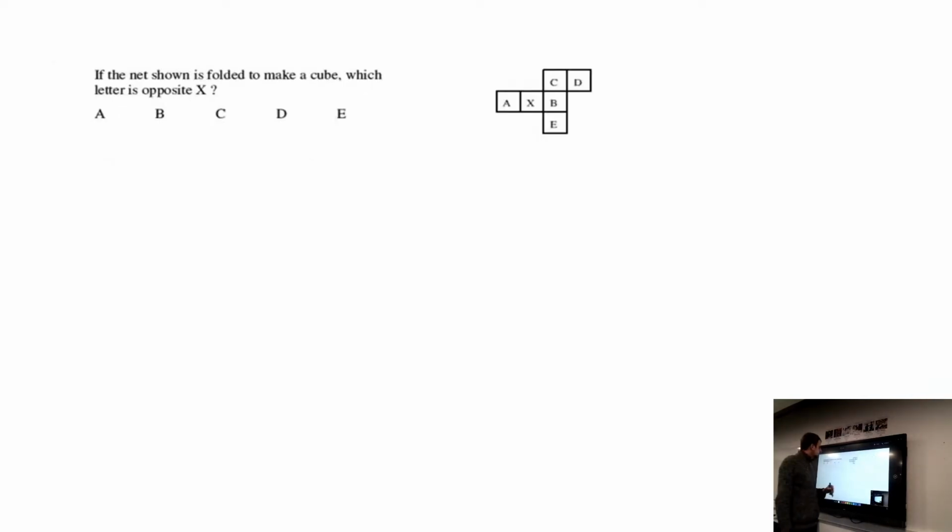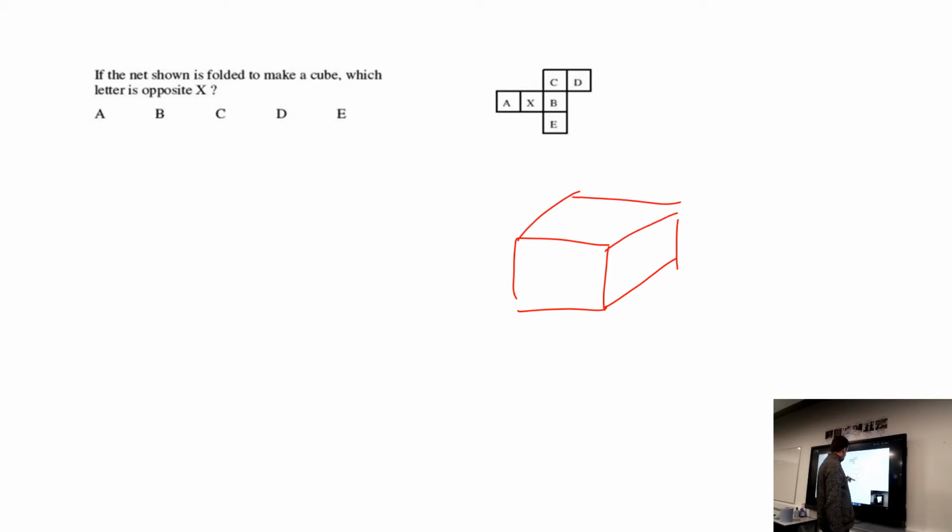Okay, so we have our cube. Let's try to draw a nice cube. This is my cube. Okay, so let's have a look at this. Let's make this A. Okay, so we've got this line here, and this is going to be X.